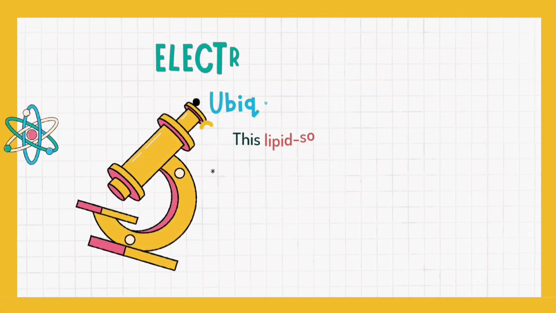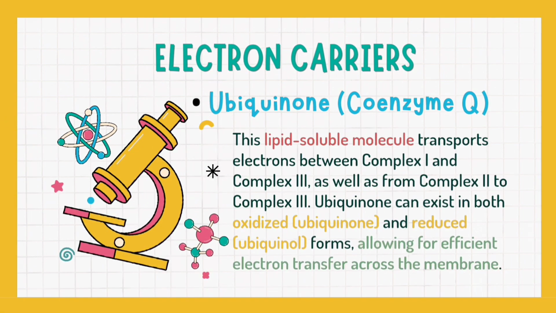Next we have electron carriers. The first electron carrier is ubiquinone, or coenzyme Q. This lipid-soluble molecule transports electrons between complex 1 and complex 3, as well as from complex 2 to complex 3. Ubiquinone can exist in both oxidized and reduced forms, allowing for efficient electron transfer across the membrane.